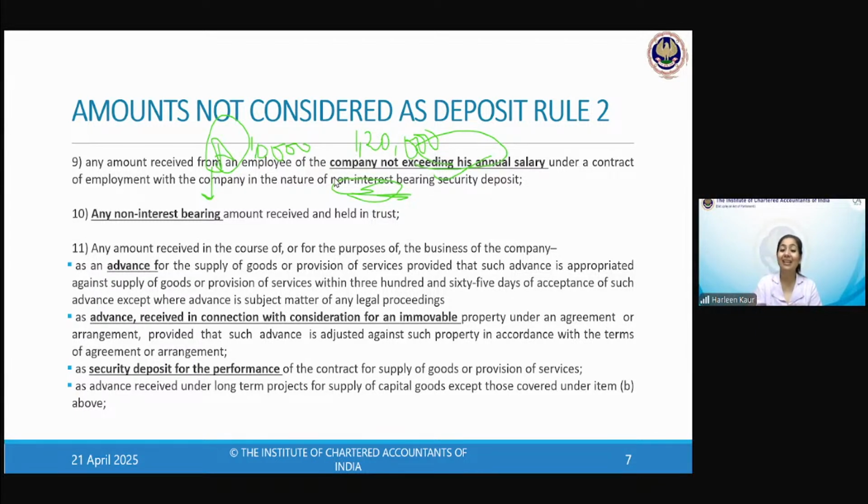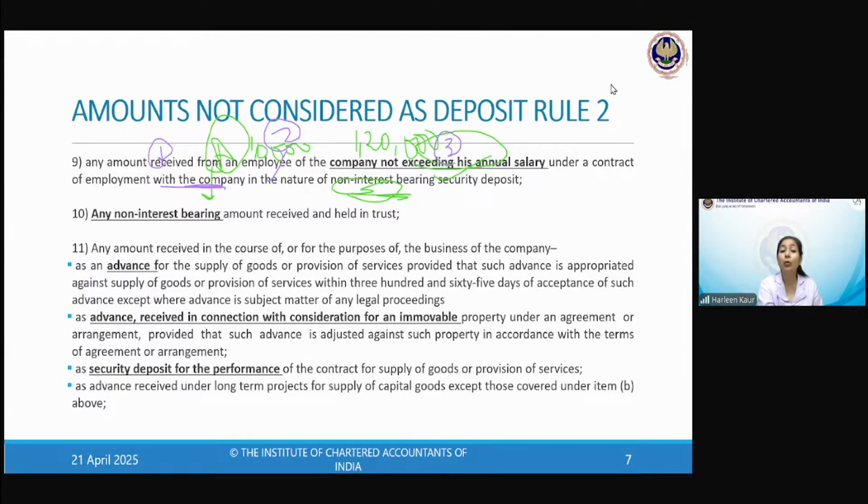So each and every line has a question in this chapter. Dhanush, listen carefully now. All those who have said not a deposit, that is wrong. Why? Let us write the points. Number 1, amount is received. Number 2, it is received from the employee of the company. Number 3, it should be less than his annual salary. Number 4, when he is in the employment with the company.